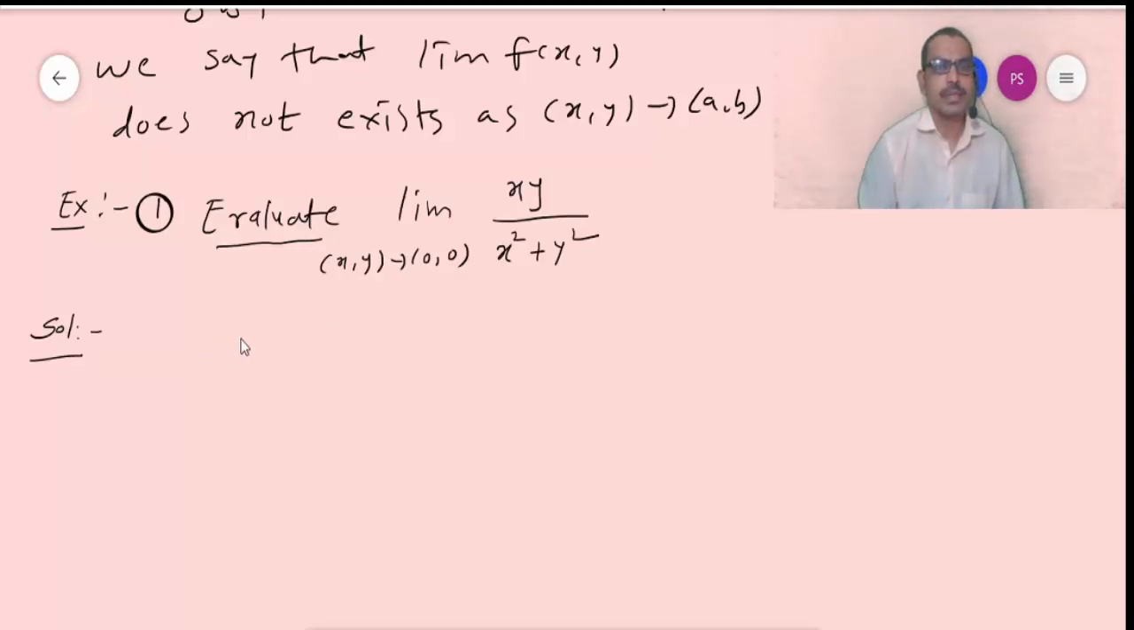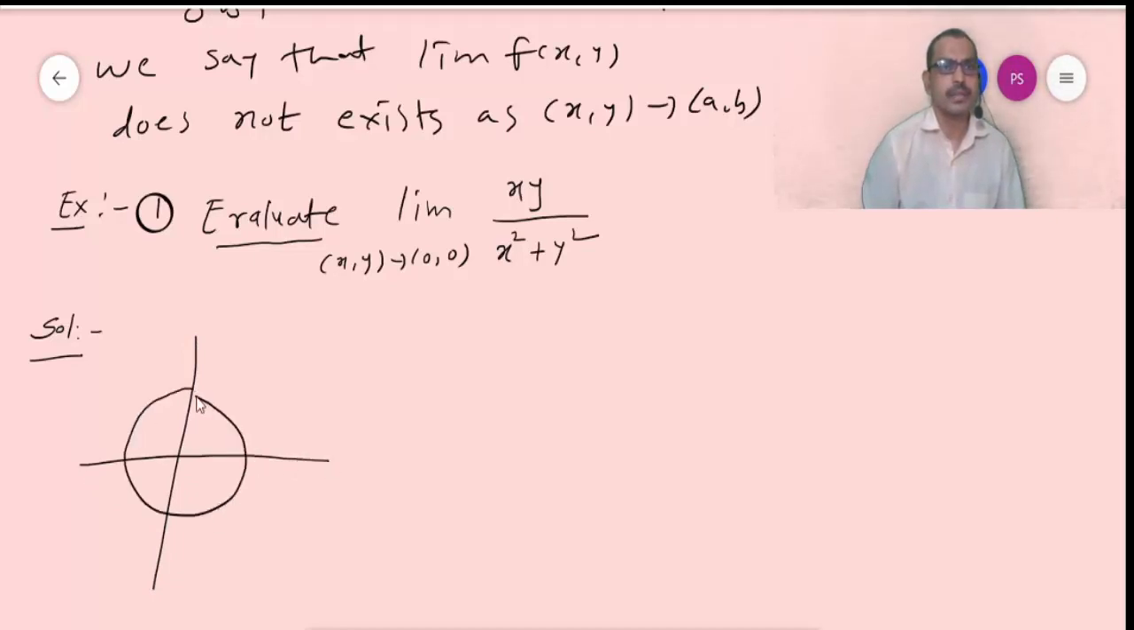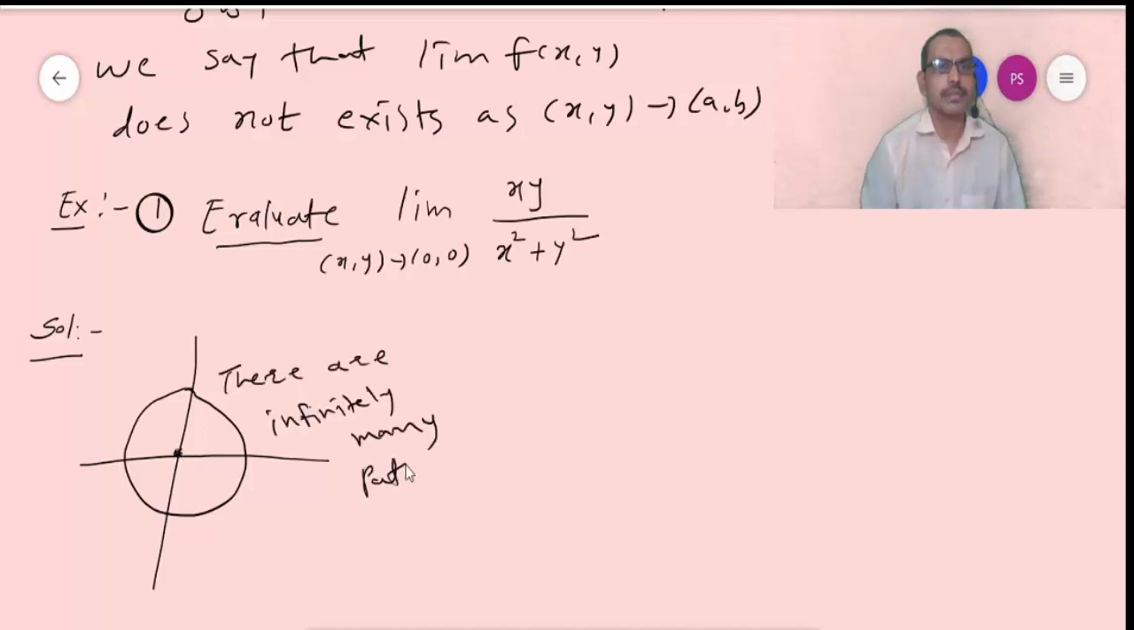In this example, the function is a function of two variables, and this is any (x, y), and this point is (0, 0). Here x tends to 0 and y also tends to 0. That is, (x, y) is approaching the point (0, 0). Here there are infinitely many paths.